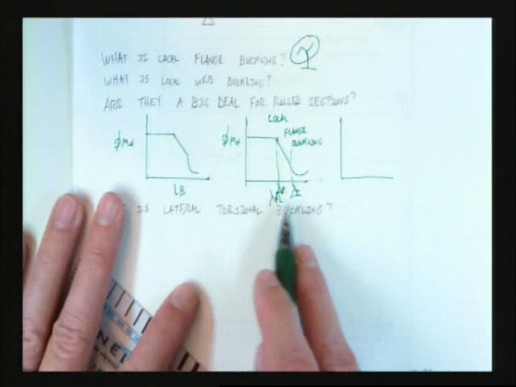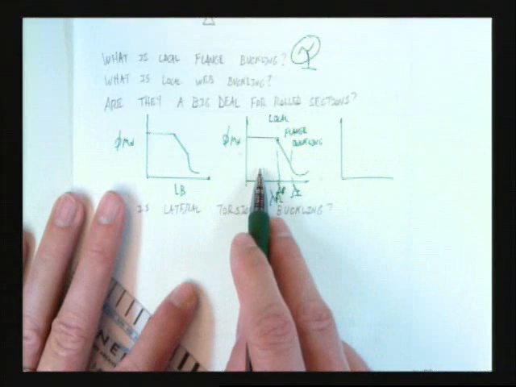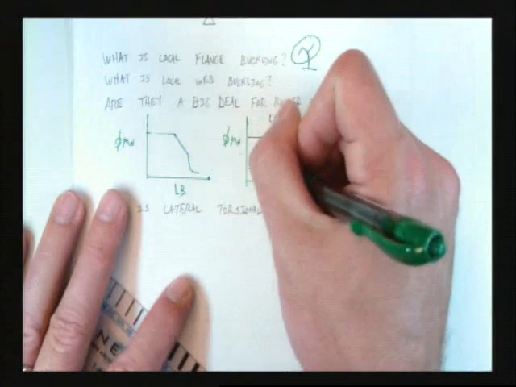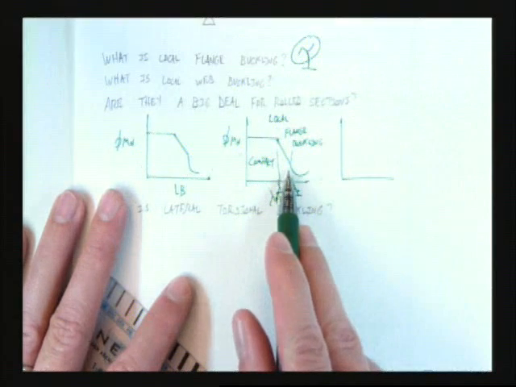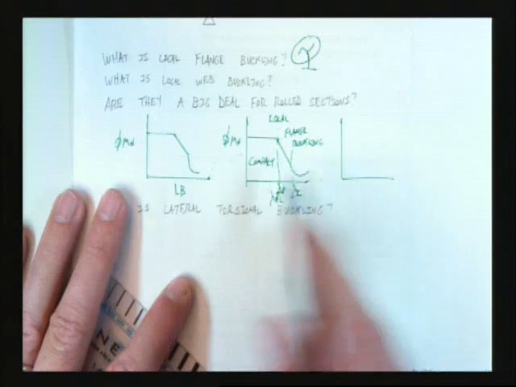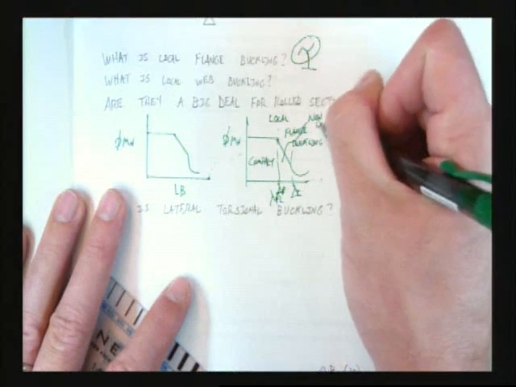Okay. Gamma P, gamma R. And if we're in this zone, what do we call it? Who remembers? Compact. So what do they call this? Non-compact. And how about the one on the end? Slender.